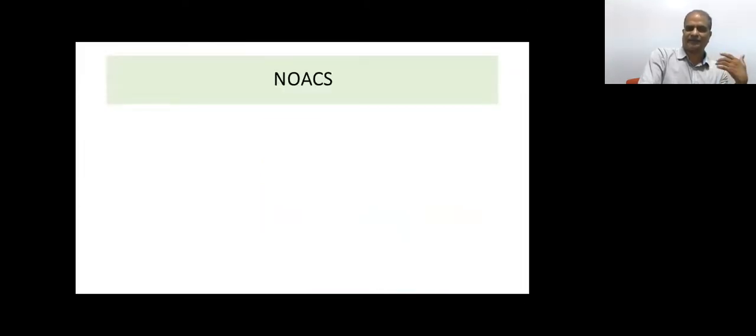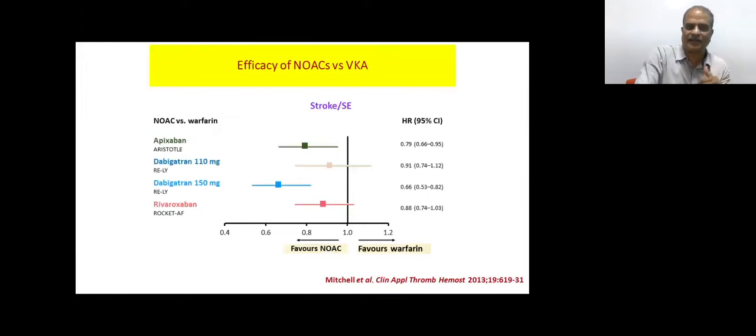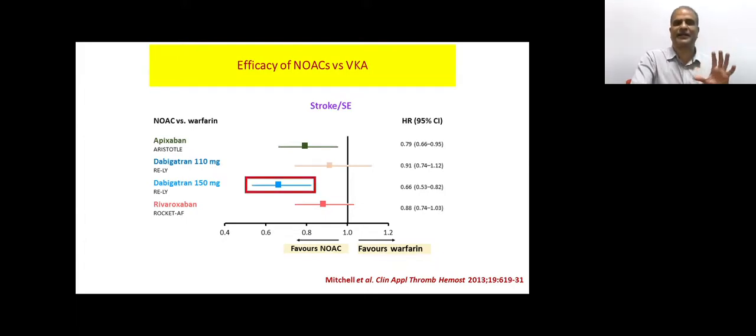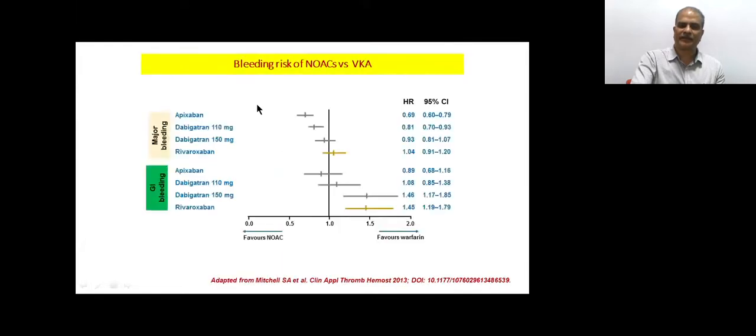That is why later on we had the newer anticoagulants, which worked very well compared to warfarin and were found to be more efficacious, especially dabigatran 150 milligram and apixaban. If you look at this, it's very clearly showing more benefit compared to warfarin in preventing strokes. But if you look at the side effects of bleeding, here you have major bleeding and you have the GI bleed.